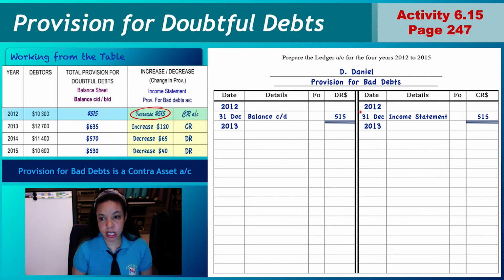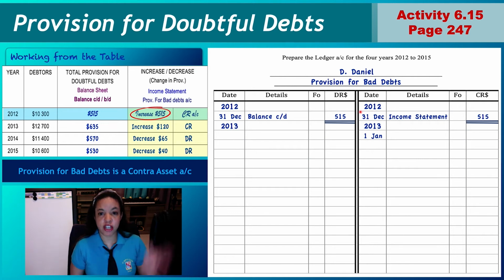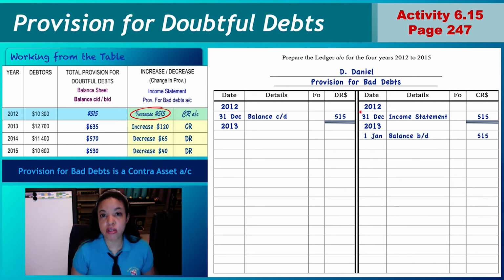for 2013. So balance brought down goes on the opposite side from the balance carried down, and therefore you're going to have 1st of January, balance brought down, always on the credit side for your provision for doubtful debt. So that is not going to change. Balance brought down, and how much was brought down? $515. So now we're going to go to the income statement amount for 2013. So there we go on that side.